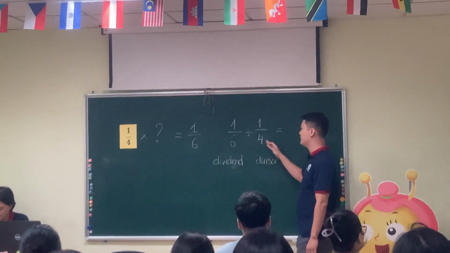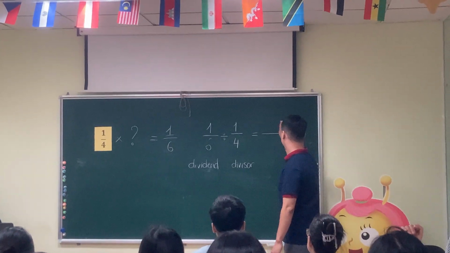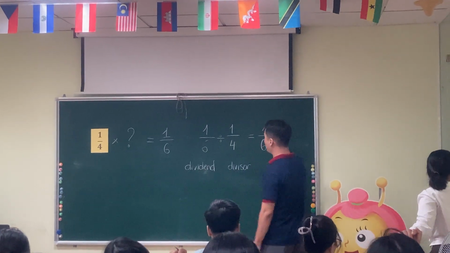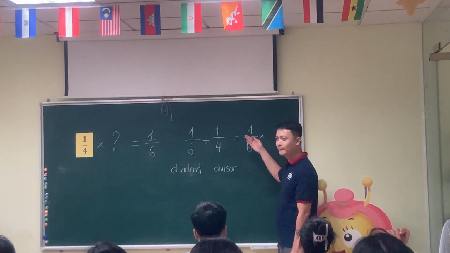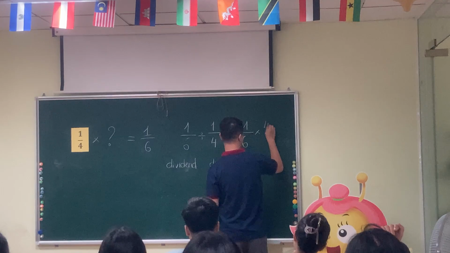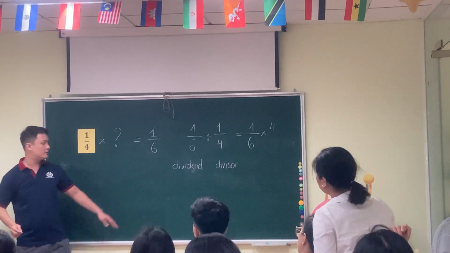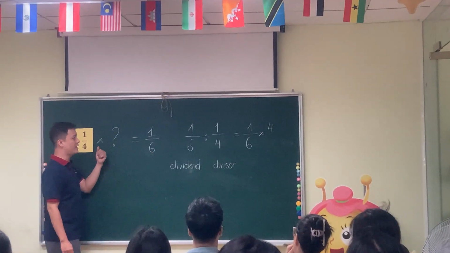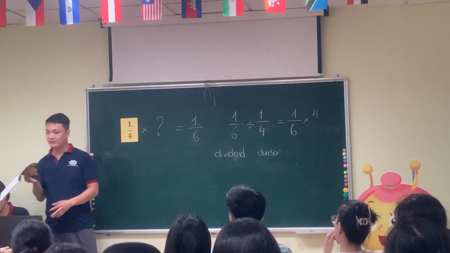Now, how can we do this one? 1/6, then change divided by to times. Now, 4. 1/4 becomes 4 over 1, or 4. Okay. What is here? From 1/4 to change to 4, what is it? It's the inverted fraction, the reciprocal. Very good.